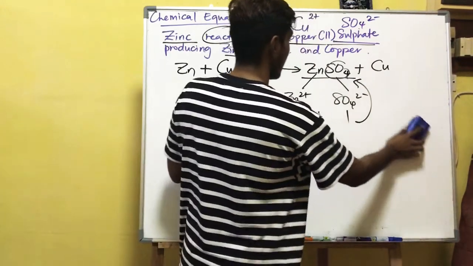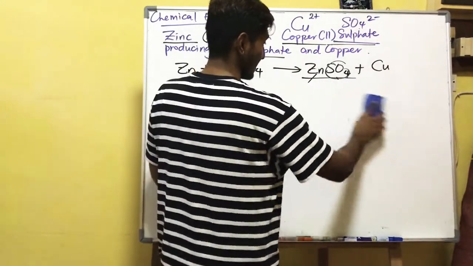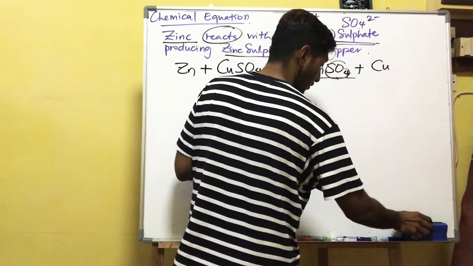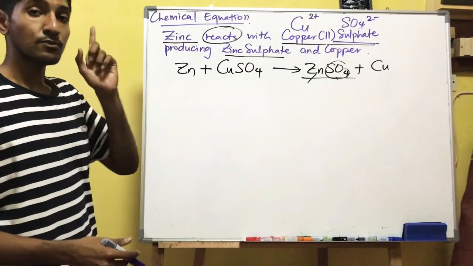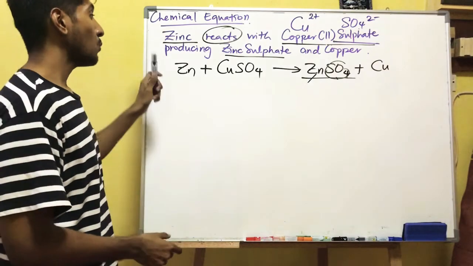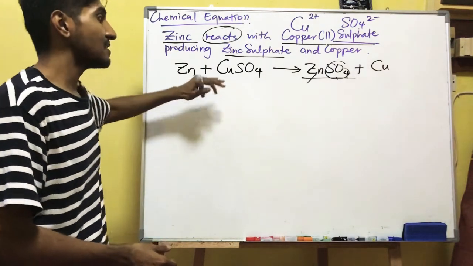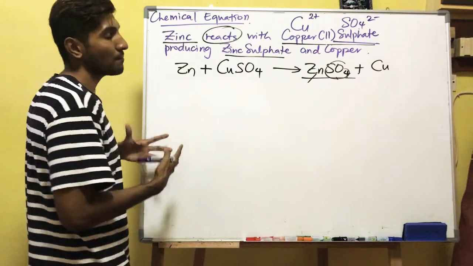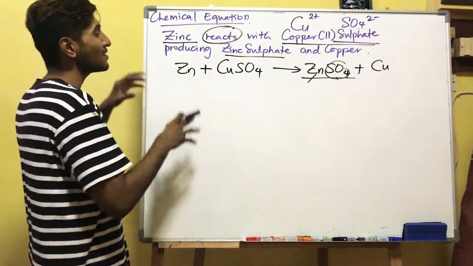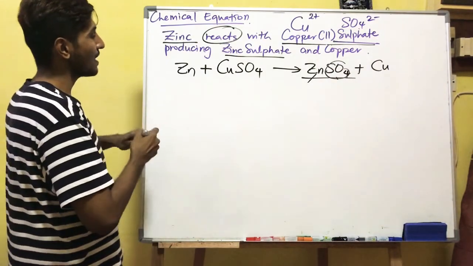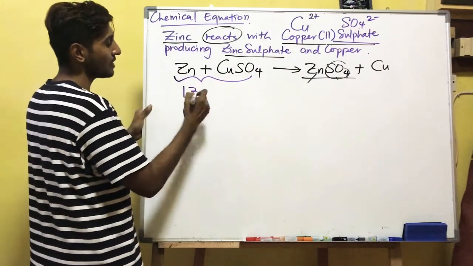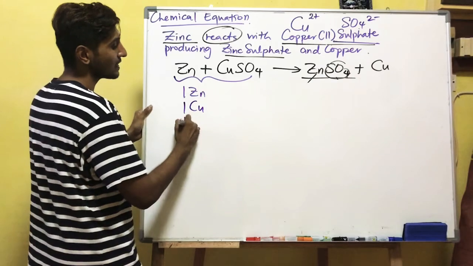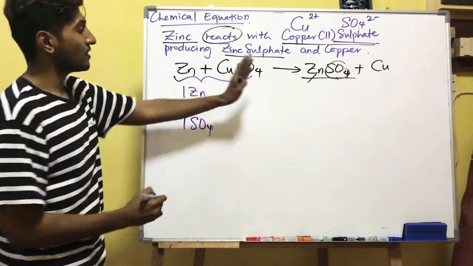Bila kita sudah ada persamaan kimia sebegini, when we already have or established this chemical equation, we need to determine whether this equation is stable ataupun balance or not. So adakah ini dah seimbang? So sekarang kita kira dekat sini. Kita ada 1 Zn, betul? Kita ada 1 Cu dan kita ada 1 SO4.